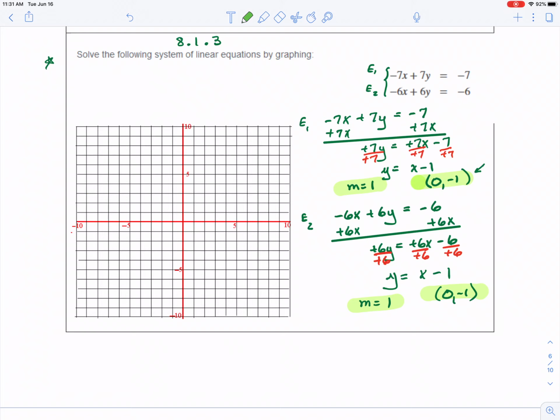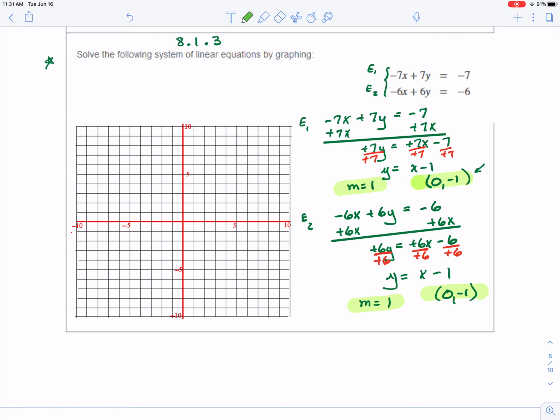Hello, this is Susan Poss, and I'm continuing to work in Chapter 8, which is all about systems of equations. We are currently solving systems by graphing the two lines and looking for the point of intersection, because that's the one ordered pair that is common to both equations.